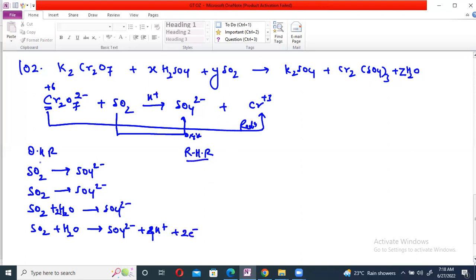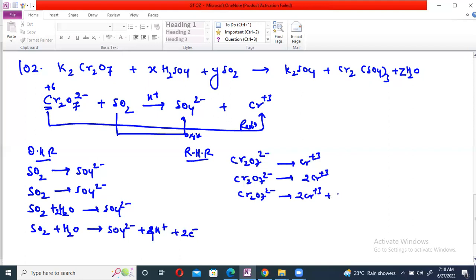Then I should start the reduction half reaction. What is the reduction half reaction? Cr2O7 2 minus converted into chromium plus 3. Here chromium 2, here chromium 1, so Cr2O7 2 minus is converted into 2 chromium plus 3. Oxygen is 7, so I should write here 7H2O, meaning oxygen 7, here 7. Hydrogen 14.